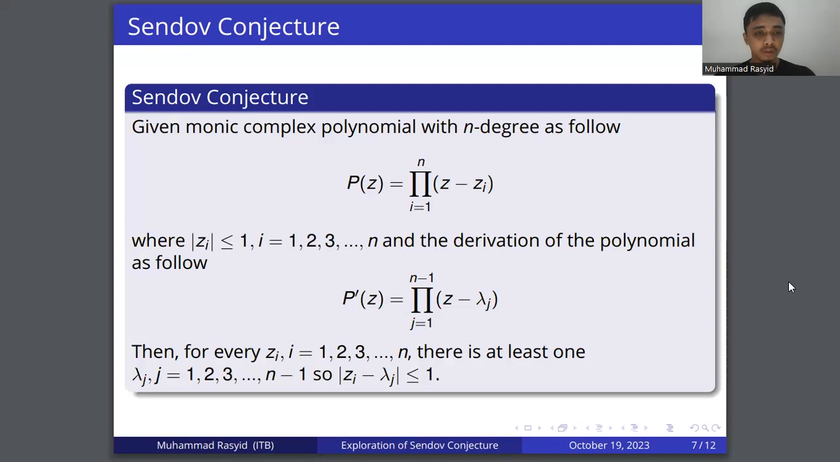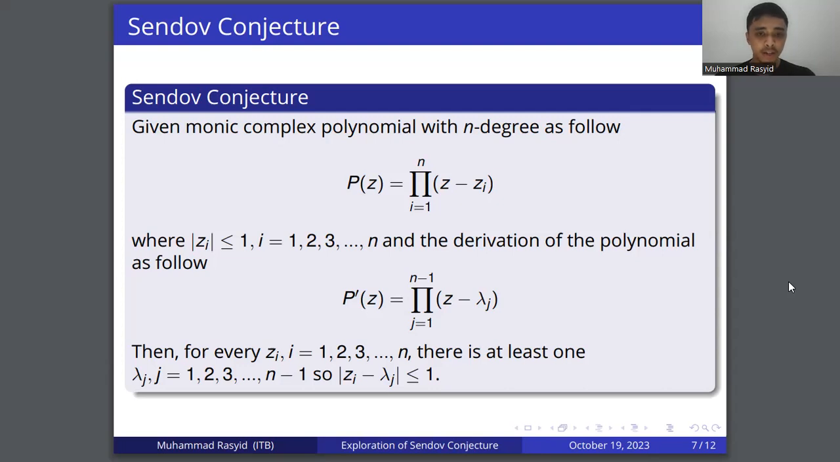So Sendov conjecture: given a monic complex polynomial with degree n as follows, P of z equals the product of z minus zi, where modulus zi is equal or less than 1. We know that zi is the root of P of z, and the derivative of the polynomial is as follows: P prime of z equals the product of z minus lambda j.